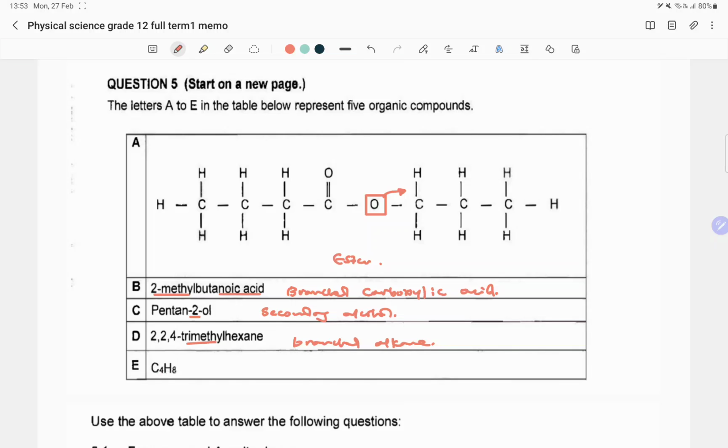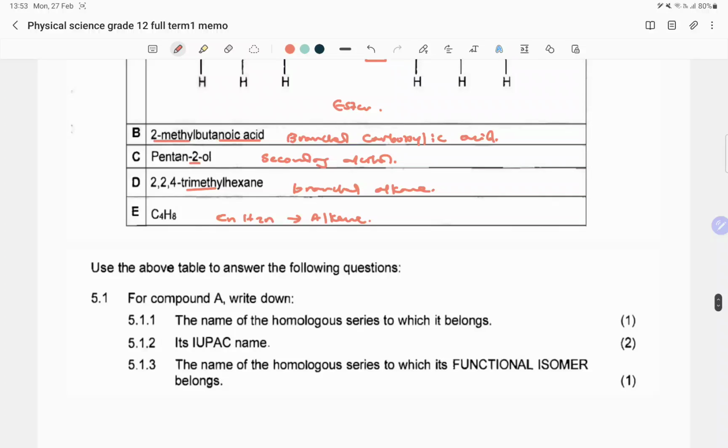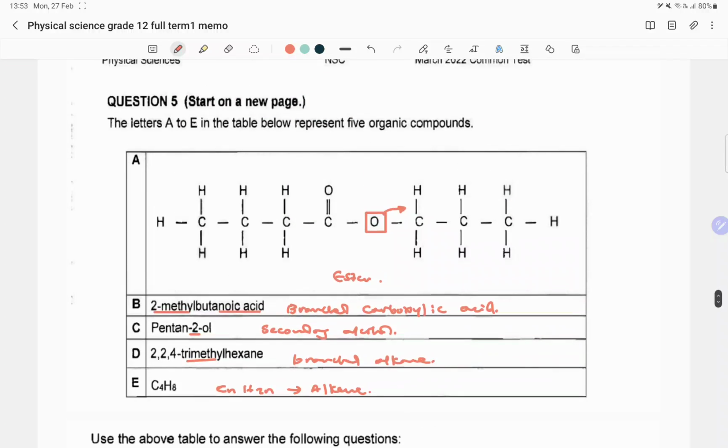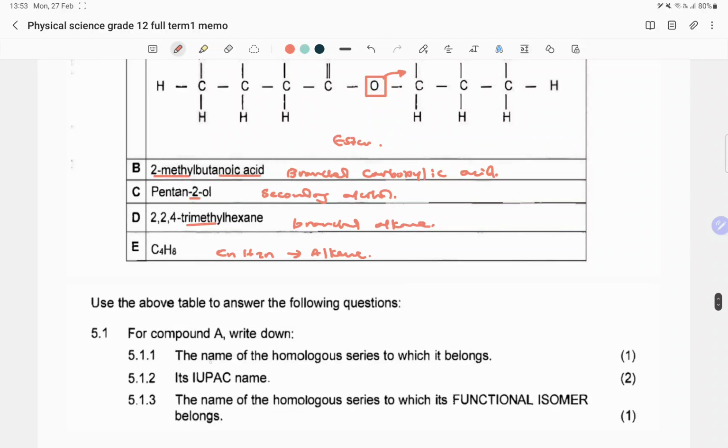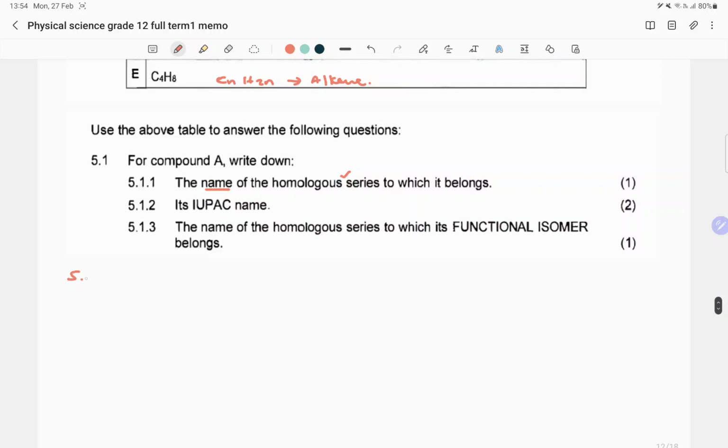Okay, now we've got here C4H8. 4 times 2 is 8. So this follows CnH2n, making it an alkene. Right, you're just doing a bit of a walk so that you can do the things that must be done. Now use the above table to answer the following questions. For compound A, okay, we can see that this is the ester. Name of the homologous series to which it belongs. Already we answered it. So 5.1.1, we know that these are esters. Working away with the mark.